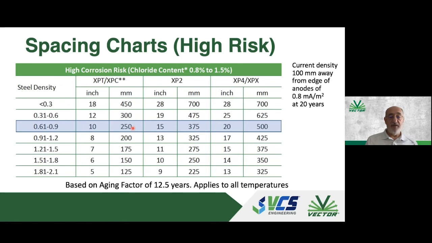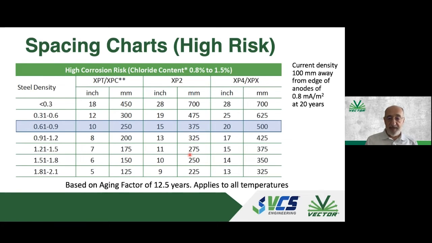And that's exactly the level that we have, 250 millimeter spacing at just under 1, steel density of 1. Of course, if you've got more steel per unit area of concrete, you would need to decrease your spacing. Or alternatively, you use a larger anode. XP2 has double the surface area of an XPT. XP4 has 4 times the surface area, and therefore you're able to increase the spacing of the anodes in your patch repair.